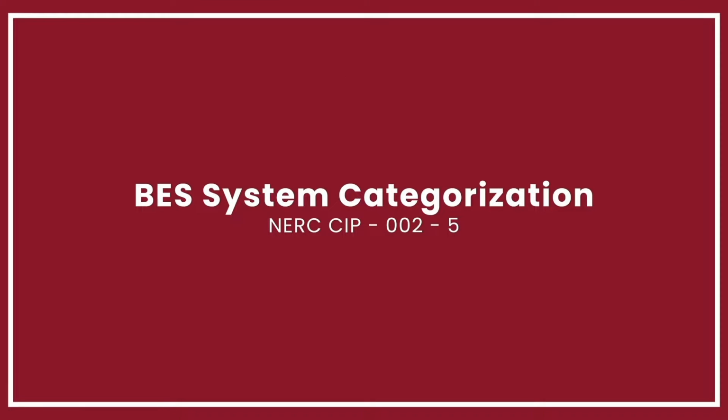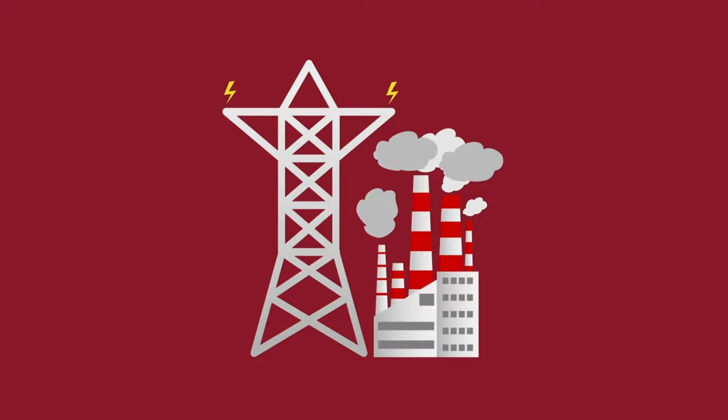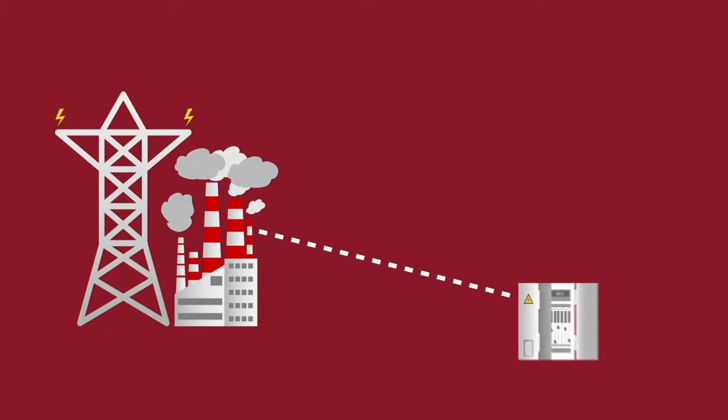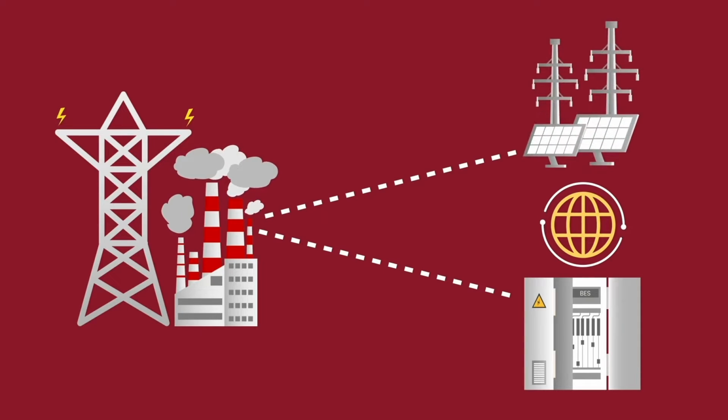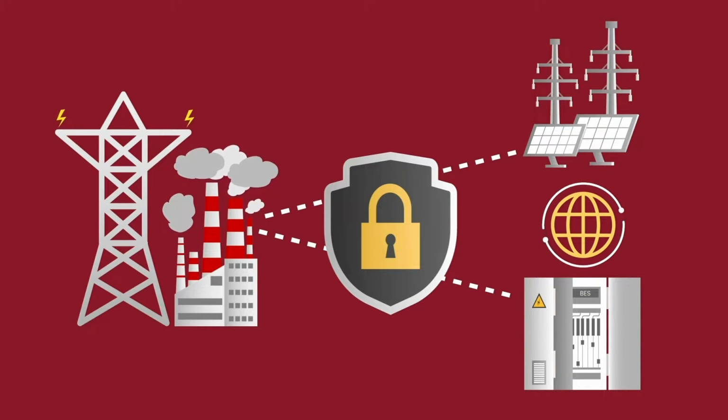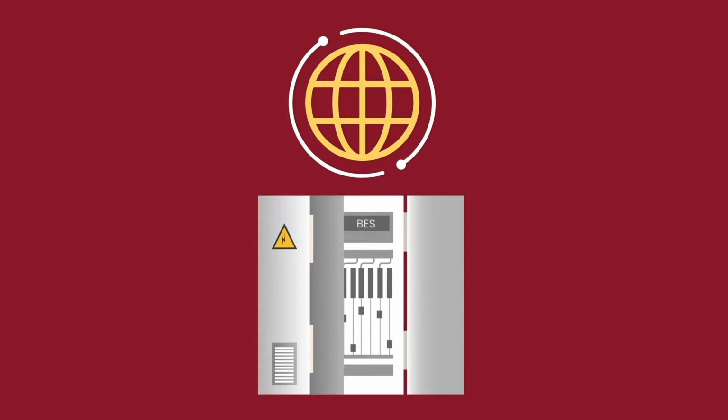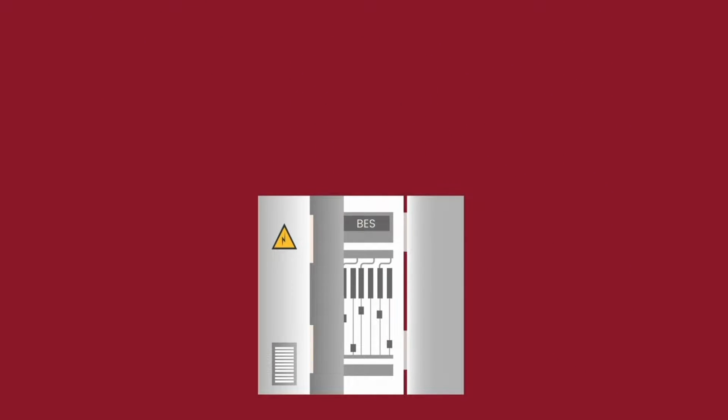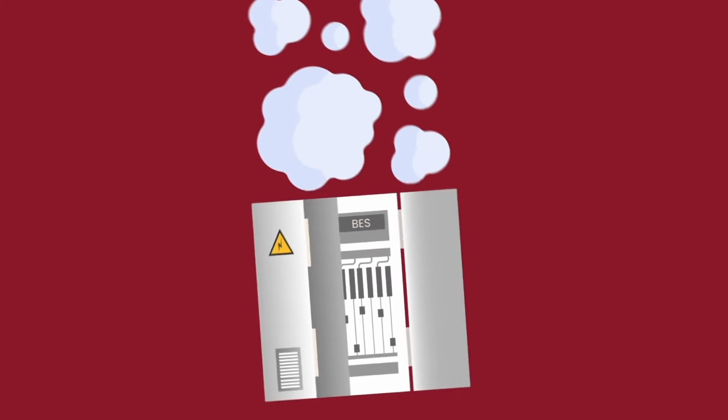Bulk electric system categorization. With this standard, energy companies can identify and classify bulk electric systems, cyber systems, or assets, and ensure the enhanced protection of assets. And at the same time, this standard ensures no compromises might make the bulk electric system unstable or disrupt operations.